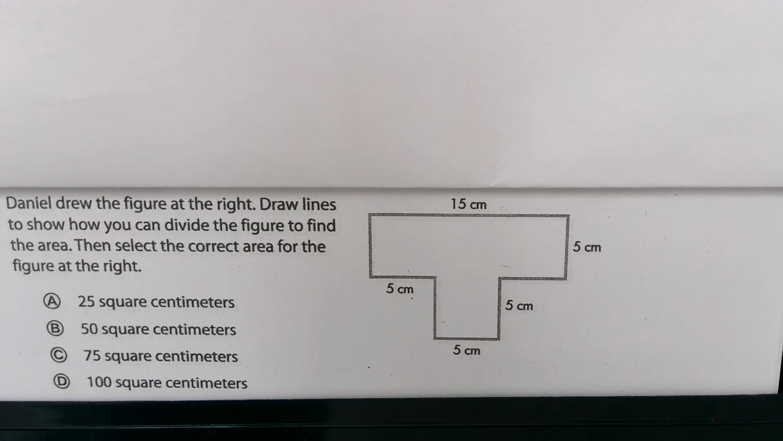Finding the area of an irregular shape. This one, for example, says Daniel drew the figure at the right. Draw lines to show how you can divide the figure, find the area. Then select the correct area for the figure at the right.